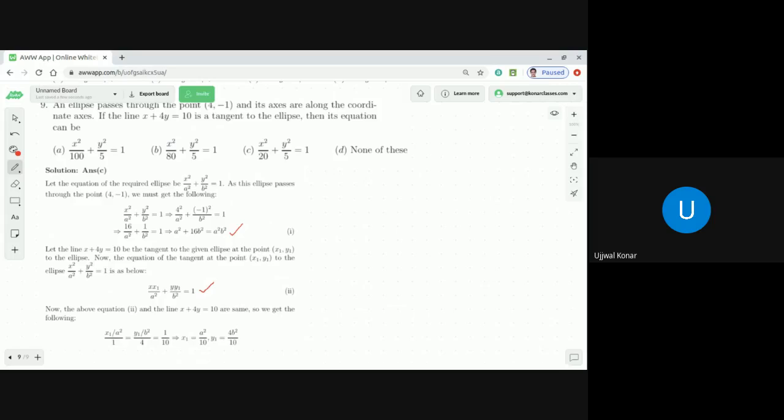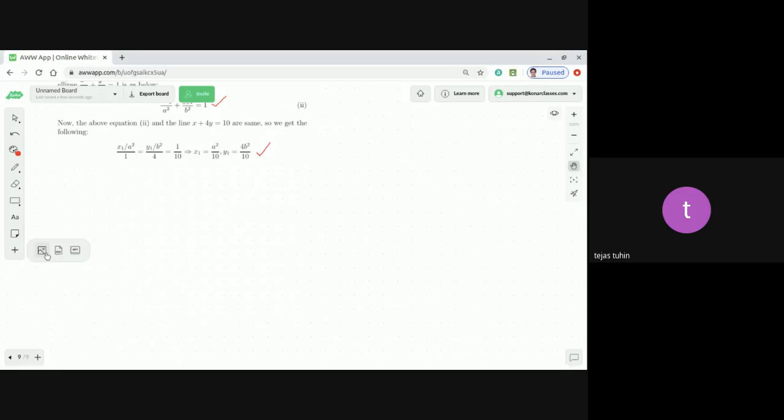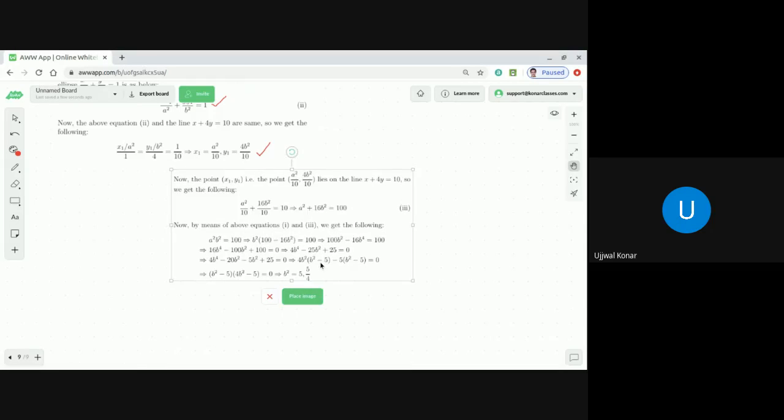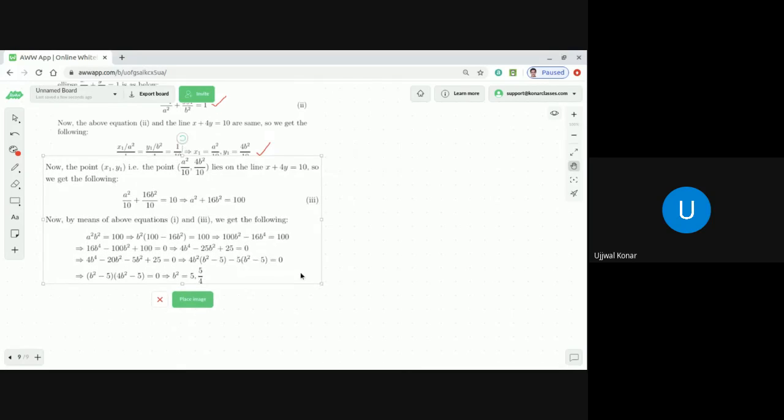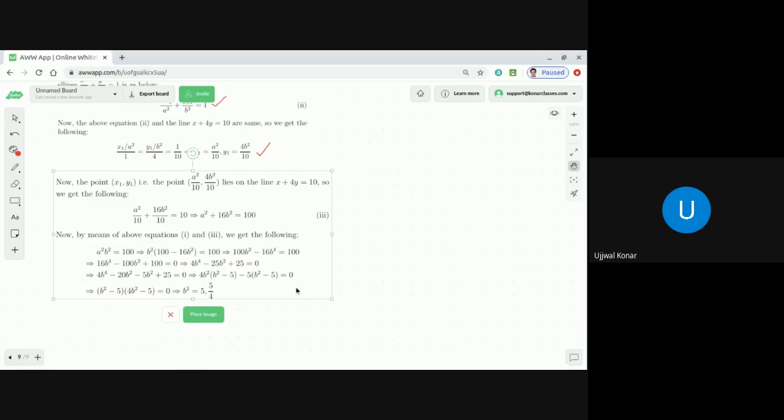Now, the equation in the above equation 2 and the line x plus 4y equal to 10 are the same, so we can always write that the ratios of their coefficients of x and y to the constant term are in equal proportion, and we find the value of x1 and y1. Clear, dear students? Especially Tejas? The moment we find the value of x1 and y1, that (x1, y1) is nothing but (a square by 10, 4b square by 10), which lies on the line x plus 4y equal to 10. So definitely we can replace the value of x1 as a square by 10 and y1 as 4b square by 10.